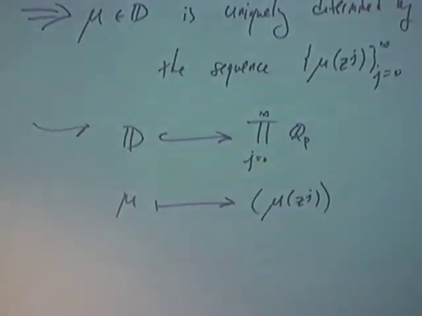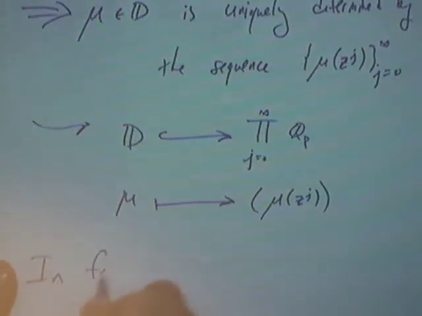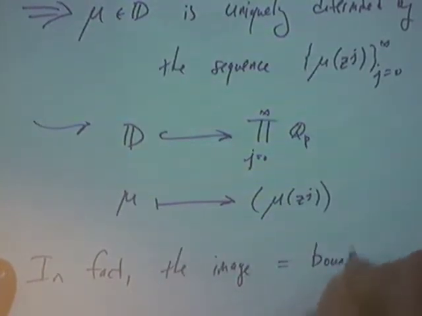Let's go to, say, the sequence of moments. And in fact, it's easy to describe the image. Not every sequence arises. The sequences that arise are exactly the bounded ones. So in fact, the image equals the bounded sequences.